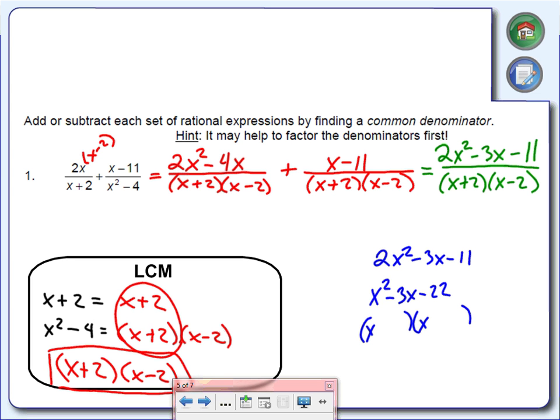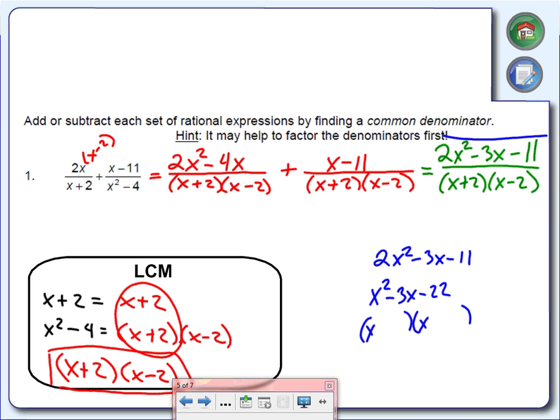Well, what two numbers can we multiply together to get negative 22? There's not a whole lot. 11 times 2, negative 11 times 2. Obviously, that's not going to get us anywhere near that negative 3. Is there anything else besides that? Well, negative 22 times 1, but that still doesn't get us anywhere near. So, can that x squared minus 3x minus 22 be factored? No.